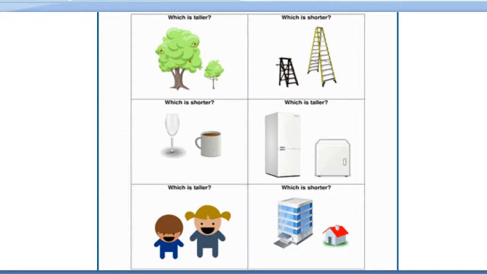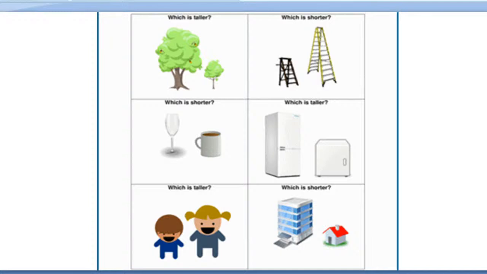So you are easily able to compare between the objects. The height of these objects is different. The shorter one has less height, and the other object which is taller has more height. Good. So the left ladder is the shorter one.